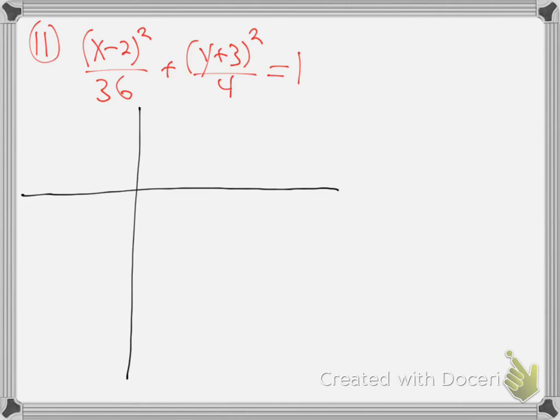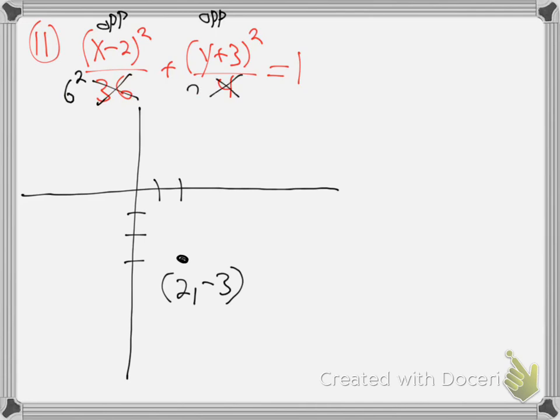So what's the center of this graph? Yeah, remember you'd always do opposite. So it's going to be right 2, down 3. So there's the center. Opposite. Now from there, we're going to go right and left to the edges, up and down to the edges. So whatever's underneath X, 6 squared. Whatever's underneath Y, 2 squared.